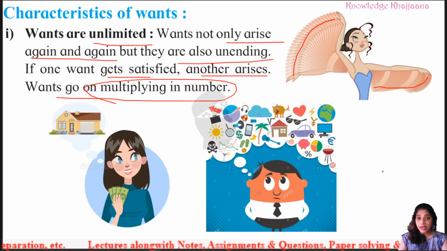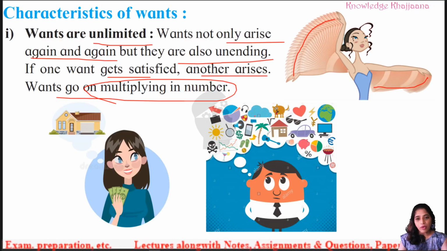Now after getting one smartphone, what will you think, how will your wants increase? You will like to have a bicycle, you will like to have a motorcycle. Then after getting a motorcycle, you will like to have a car, right? So with the increasing things, your wants will increase. Your wants will go on multiplying in number.